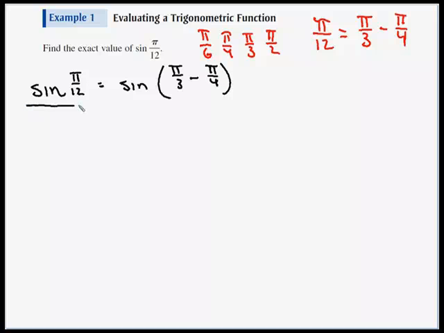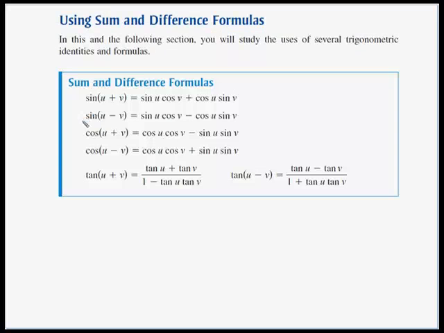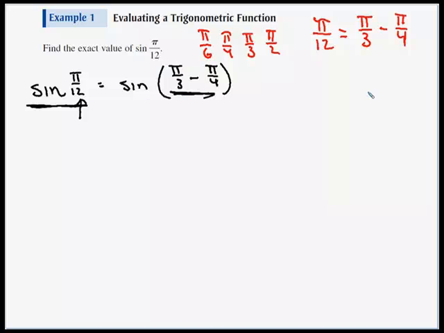So this sine of our unknown angle, or never before used angle, becomes the sine of this difference. And this is going to fit the second formula here. The sine of a difference is the same thing as the sine of the first times the cos of the second, minus the cos of the first times the sine of the second. So we have to take these angles here, a 1/3 pi and a 1/4 pi, which are on the unit circle, and break this down using that difference formula.